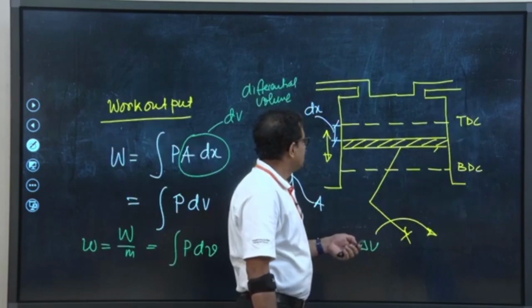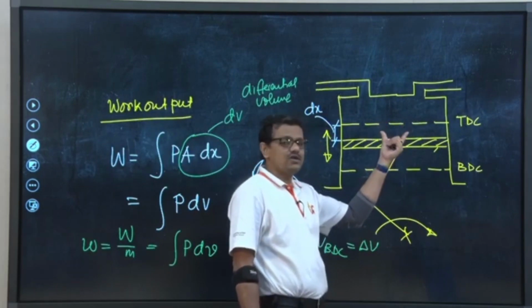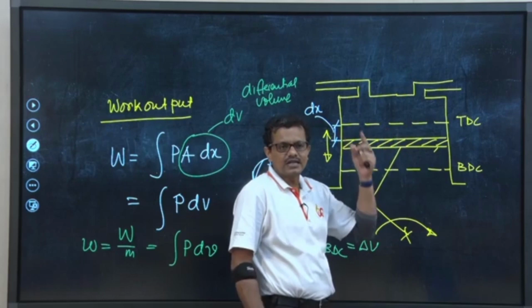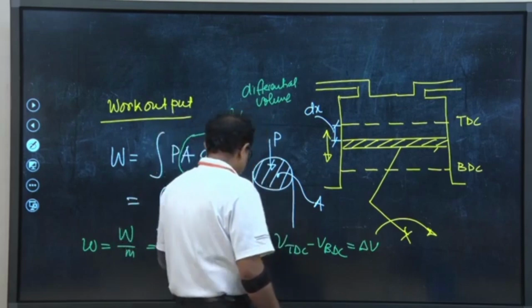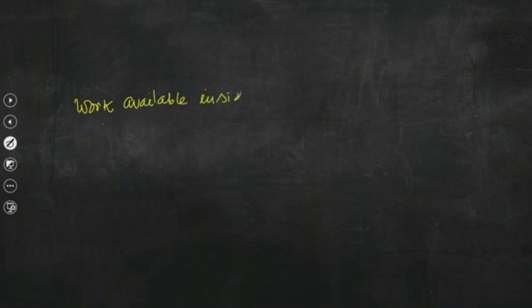So, the work which is available on the piston face or available inside the combustion chamber is the indicated one. So, that means this is the indicated work. So, if we write here, work available inside the combustion chamber.